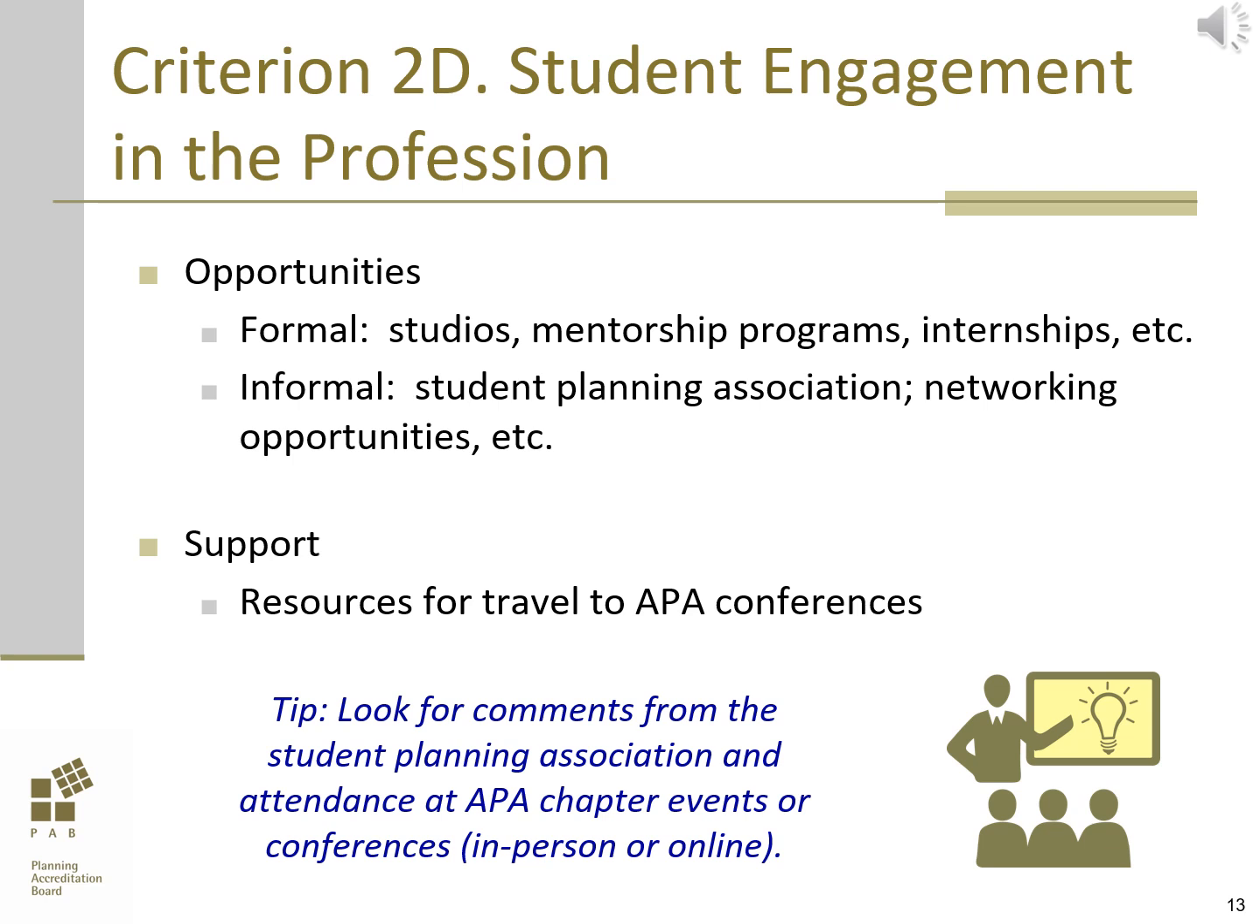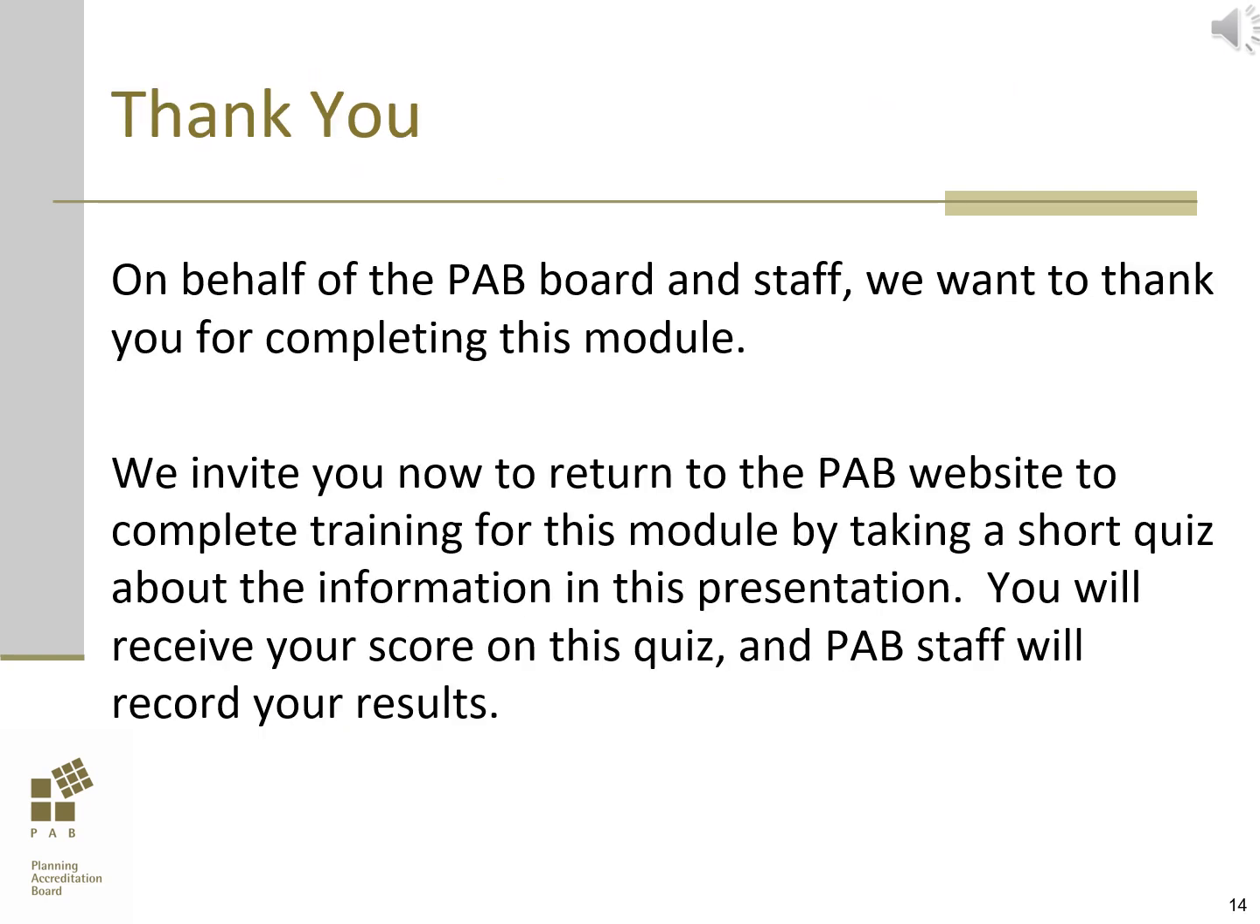A program should particularly encourage student connections with APA and other professional planning networks. Practical planning studios and community-based projects are also effective ways to engage students with the profession. Here's a tip. Look for comments from the Student Planning Association and attendance at APA chapter events or conferences, in person or online. This concludes the module for PAB Standard 2 students.